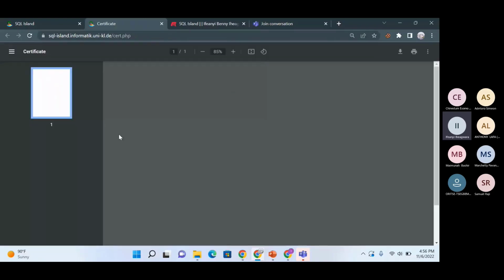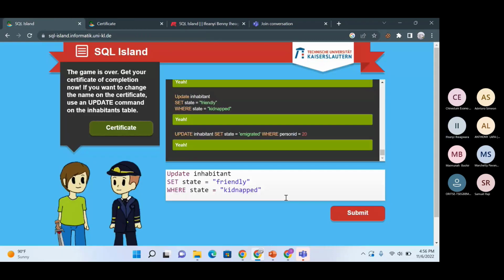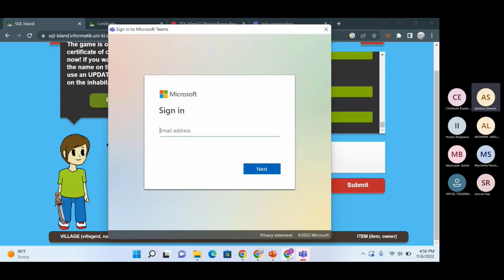So we click on certificates. This could be a certificate of completion. But if, for example, you want to change the name, you know how to change the name of yourself? I don't know. Does anybody know how you can change the name? No. So you can use the updates again.